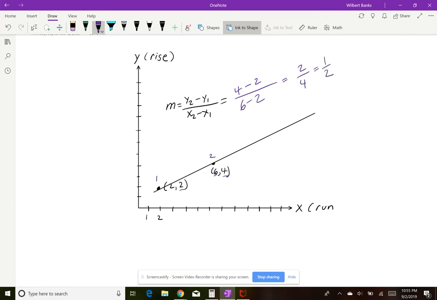What that means is if I go up 1 and over 2, no matter what, I will always be on a spot that's on this line. Up 1, over 2, I'll still be on this line. Up 1, over 2, I'll still be on this line. So that's how we calculate slope. Slope is rise over run.